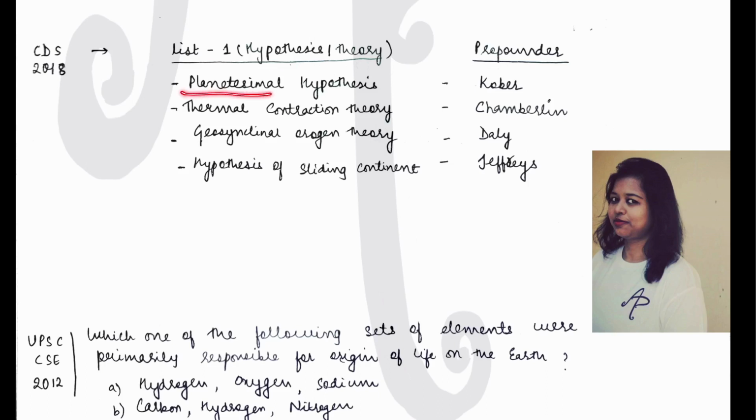So the first is the planetesimal hypothesis, which is the common one. Then you have the thermal contraction, geosynclinal origin theory and hypothesis of the sliding continent. The propounders are Coburn, Chamberlain, Daly and Jeffries. You just have to match it.